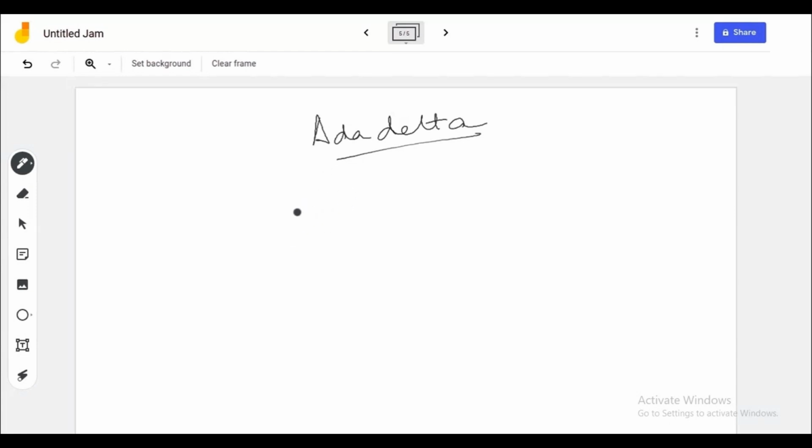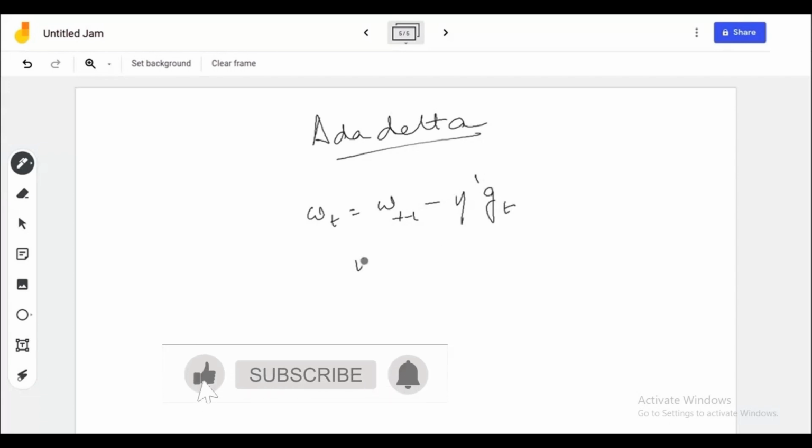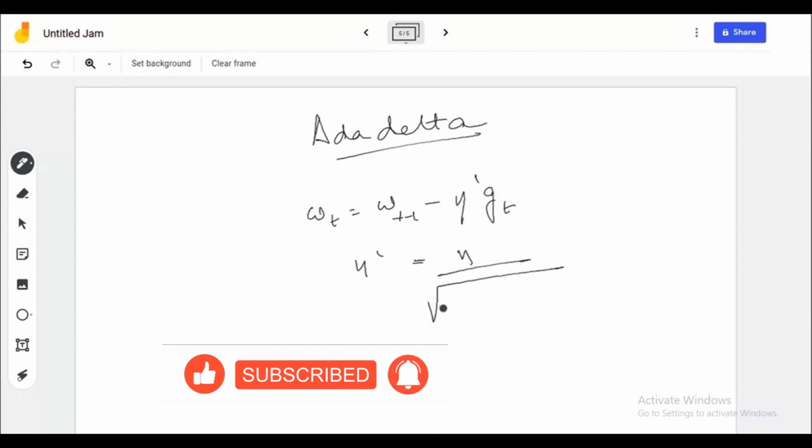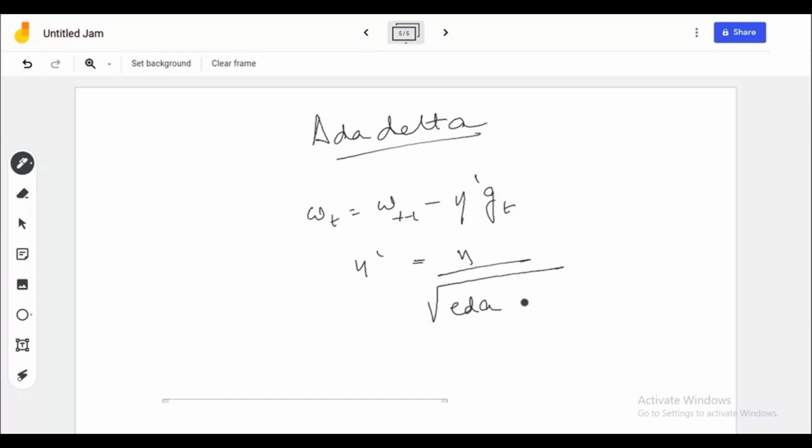So what is the formula behind Adadelta? We have Wt equal to Wt minus 1 minus eta dash times Gt. Here eta dash is equal to eta divided by EDA t minus 1 plus epsilon.